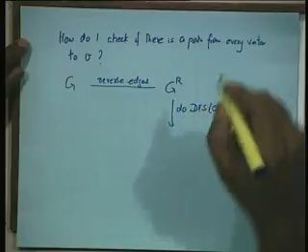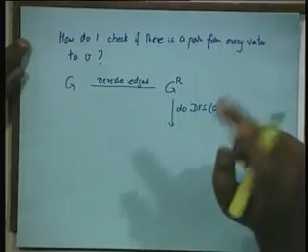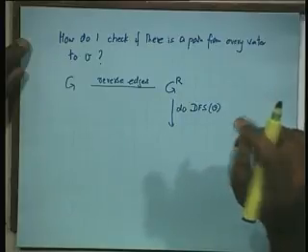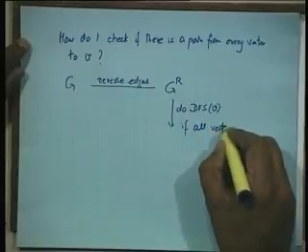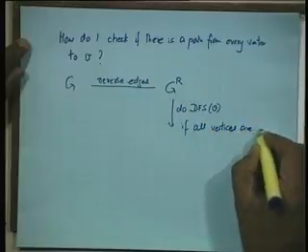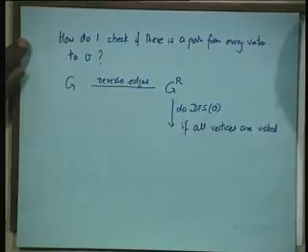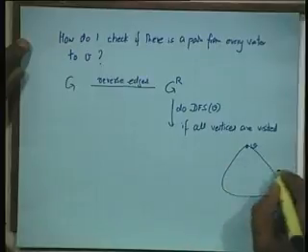Do DFS from V on this graph G R. तो अब क्या होगा? Now if you visit all the vertices, if all vertices are visited, तो क्या हुआ इसका मतलब? If all vertices are visited, मतलब हमने V से सारे vertices visit कर लिए.